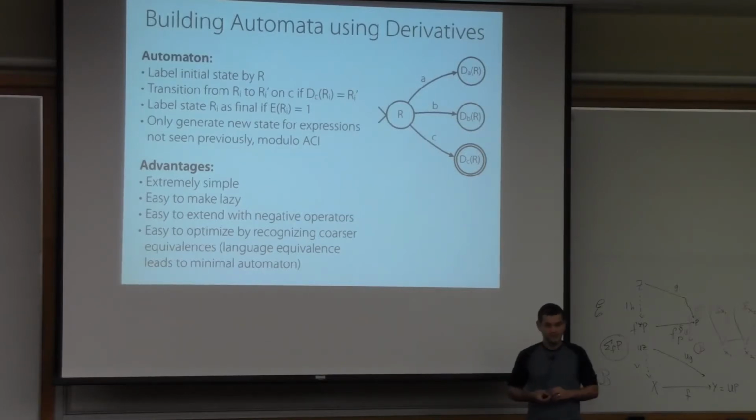So that theorem that Brzozowski proved, saying that every regular expression has a finite number of derivatives, is what gives us the finite state property of our automata. At some point, we're going to run out of new states to generate, and we'll be done.